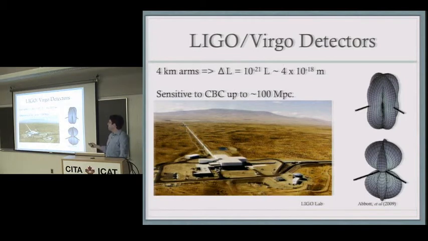The expected fractional displacement from a typical, let's say, compact binary inspiraling at 100 megaparsecs is about 10 to the minus 21. The arms are about 4 kilometers long, so when you work it out, we're talking about absolute displacements of about 4 times 10 to the minus 18 meters. An atomic nucleus is 500 times larger than this. So obviously this is an extreme technical challenge. It's a big engineering challenge to build an interferometer that is sensitive to these minuscule displacements.